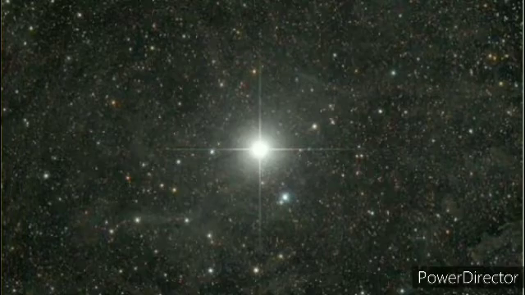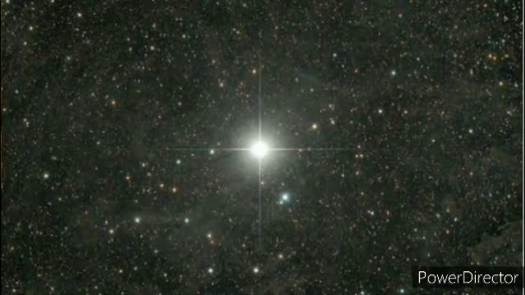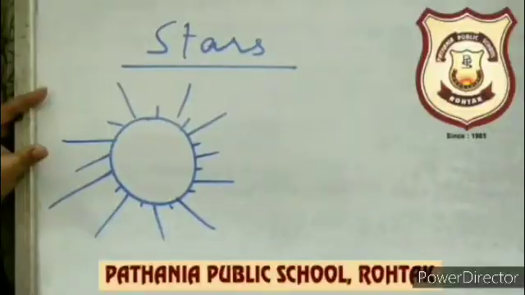Sometimes we come across a bright star in the northern sky, and that star is called the pole star. Okay beta.